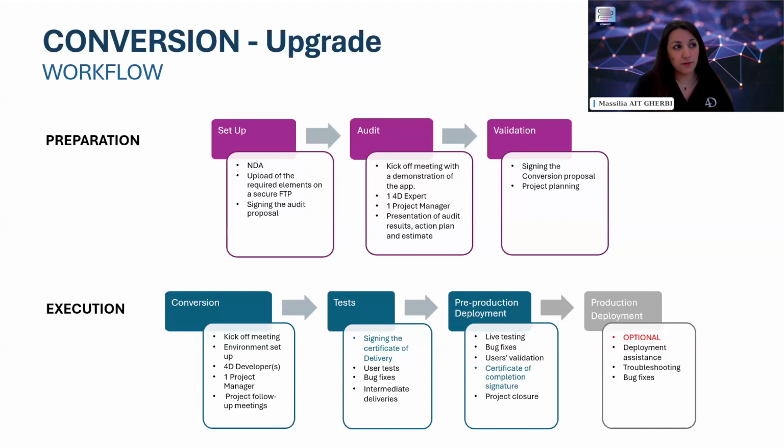So we start the execution phase with the conversion. We launch the project with a kickoff meeting. Development begins under close supervision with regular progress updates. Then the testing. We deliver a first version to start the testing phase, and then intermediate versions fix bugs, and we validate the final version with a delivery certificate. The final version is deployed in a pre-production environment, real-world tests are done, and final adjustments are made with the team. The assistance for the production deployment is optional. We help you to go live if needed with deployment, final support, and post-launch fixes. You are supported the whole time by our experts and a dedicated project manager.